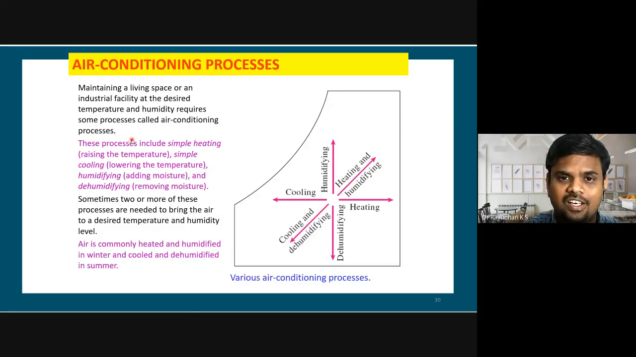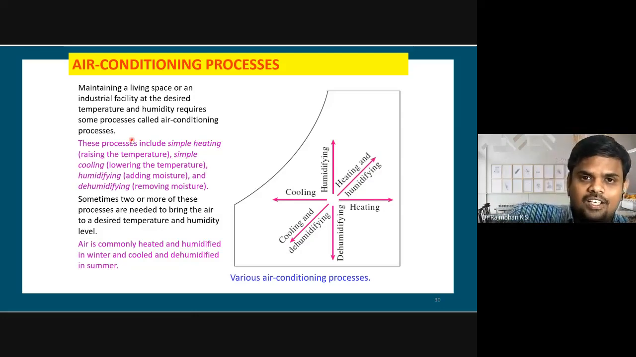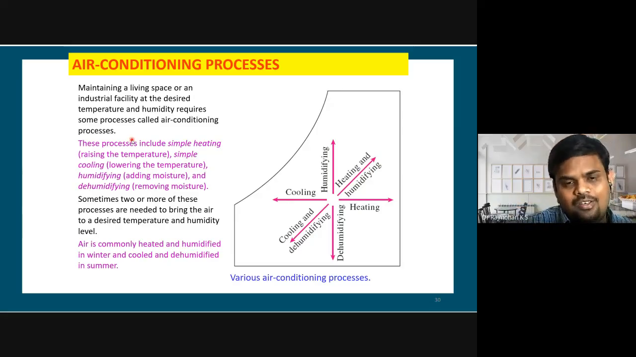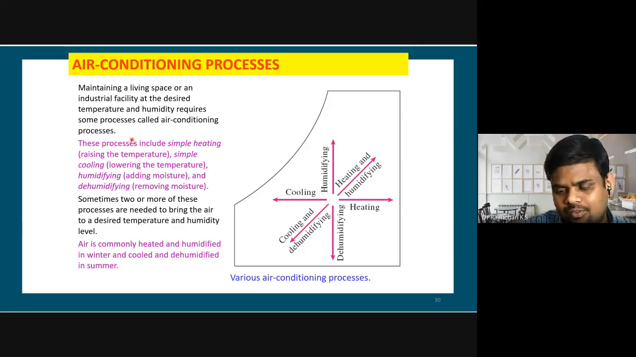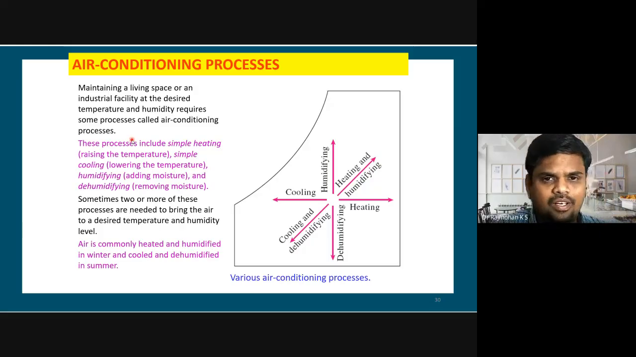Either we can increase the temperature, because in winter, in cold countries, they want to remain warmer, right? Even in hill stations, we want to remain warm, particularly during the winter season. Even in places like Warangal we feel cold, right? So we may be using a heater to increase the temperature, right? So we want to be warm during winter, and we want cold conditions during summer, right?